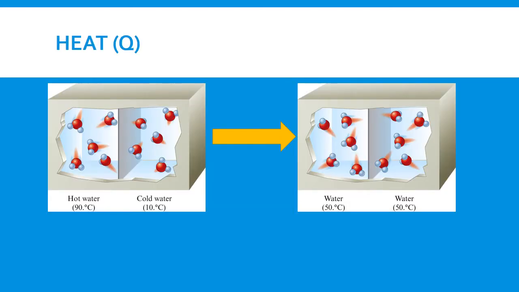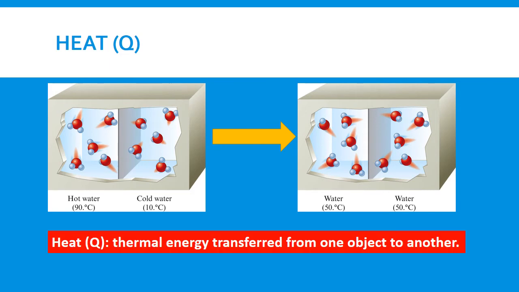When we think of heat, heat is given the symbol Q and refers to the thermal energy transferred from one object to another. And the heat will always be transferred from the warmer object to the cooler object.